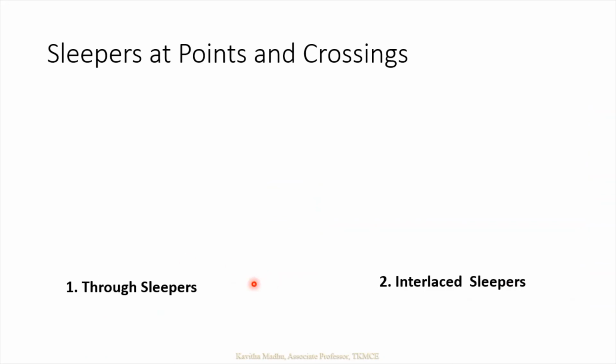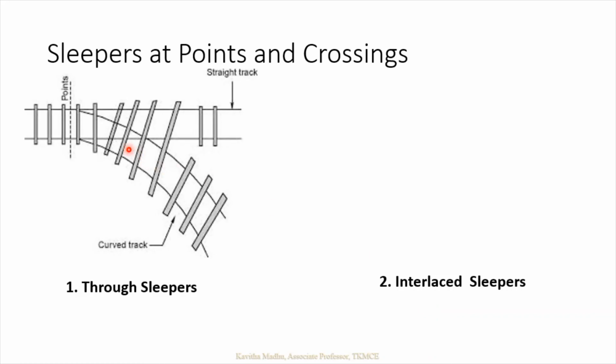Now, sleepers at points and crossings. There are two methods of arranging the sleepers. One is the through sleeper type and another one is the interlaced sleepers. In the case of through sleepers, you can see that for the straight section as well as the curved section at the point and crossing, only a single sleeper is there for both the straight portion as well as the curved portion. These are known as through sleepers. Through sleepers have the advantage of maintaining the two tracks on the same level. But the problem associated with this is that it requires longer sleepers, which are difficult to procure and transport.